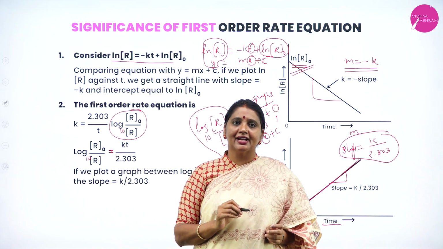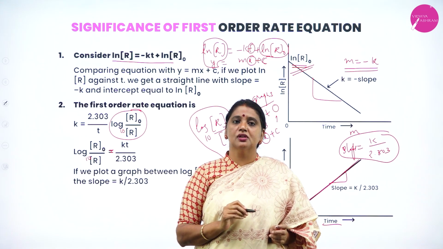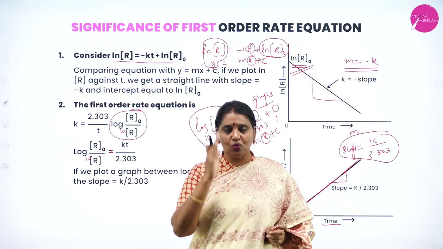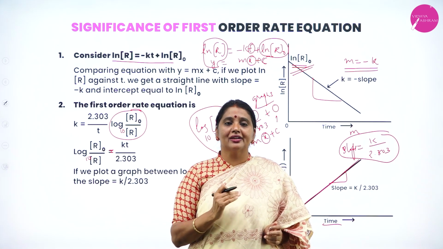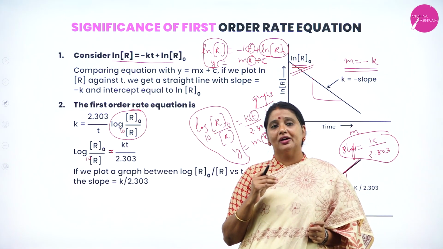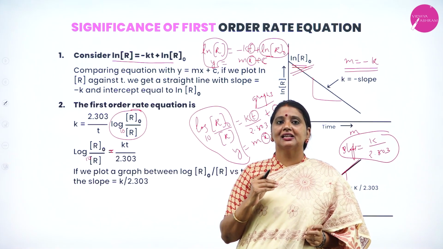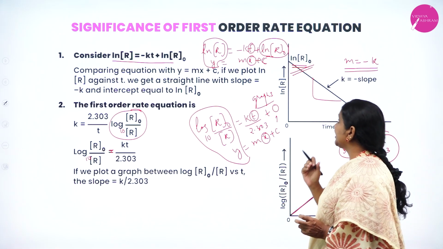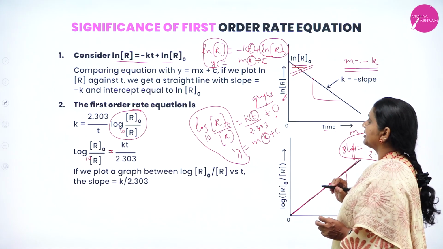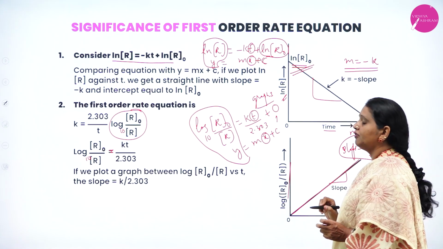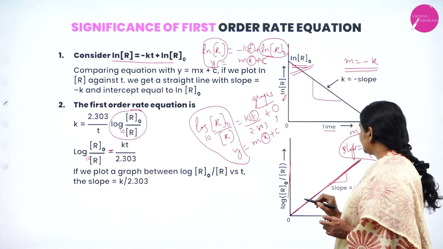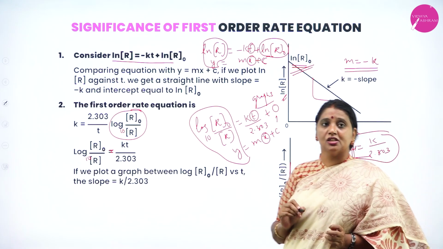Therefore, for first order reaction, we have two graphs. One graph is in terms of log natural, another graph is in terms of log to the base 10. Whatever it may be, along the y-axis we always take concentration, along the x-axis we take time. So for first order, how many graphs do we get? Two graphs. One is a straight line with negative slope, when you plot log natural R versus time. Another is a straight line which passes through the origin, when you plot log R0 by R to the base 10 versus time, with slope k by 2.303.